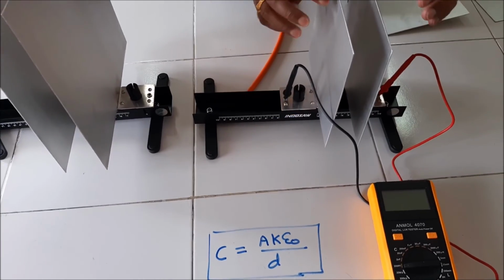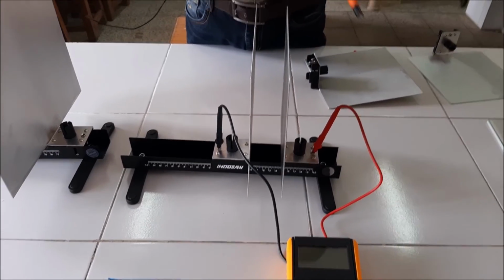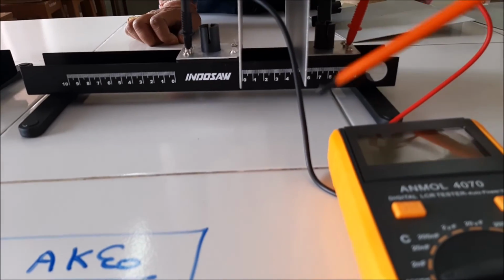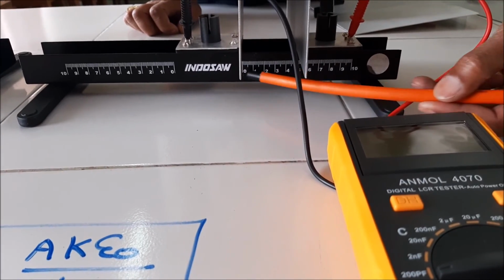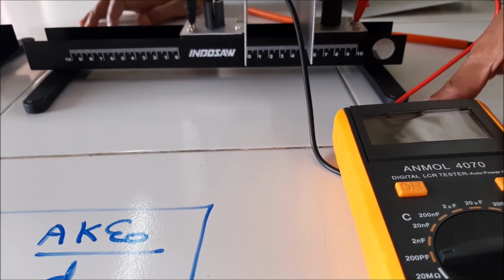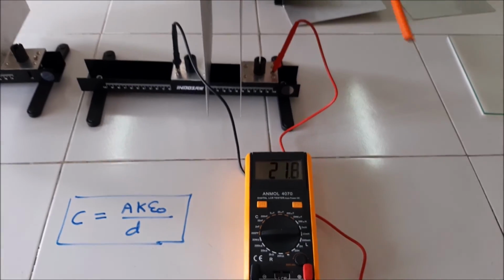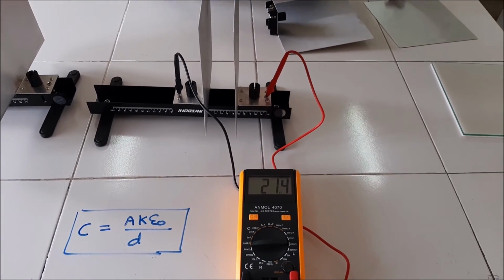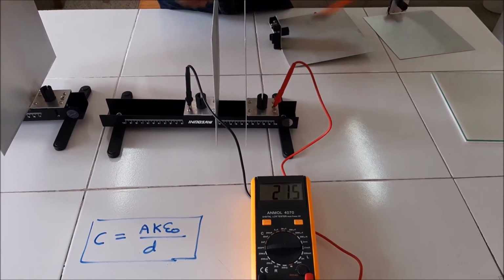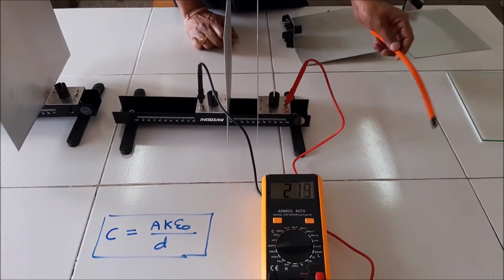Here is the setup of the parallel plate capacitor. There are two plates having certain surface area and separated by 5 centimeter apart. In this situation, we observe that the capacity between the plates is 21.7 when there is no dielectric media between them. From this formula, if we decrease the distance, capacity should increase.